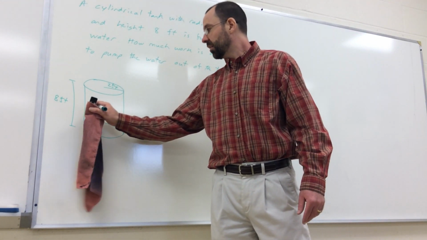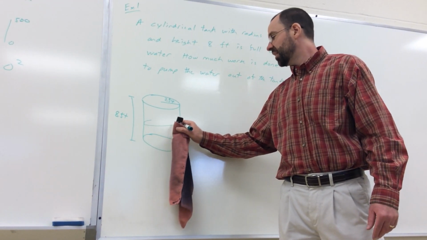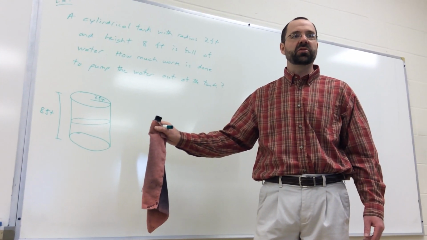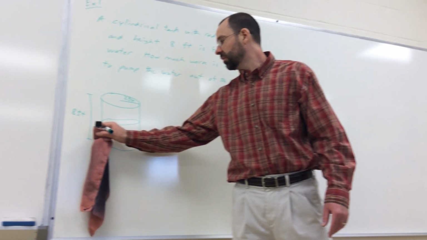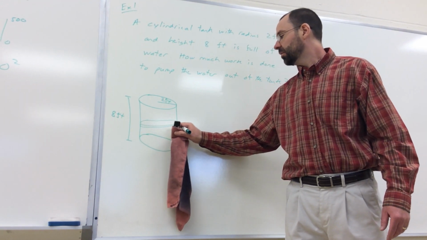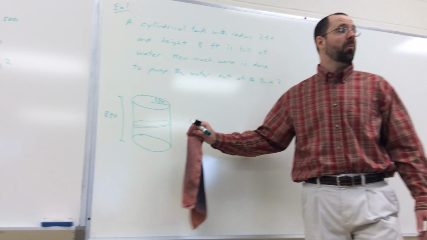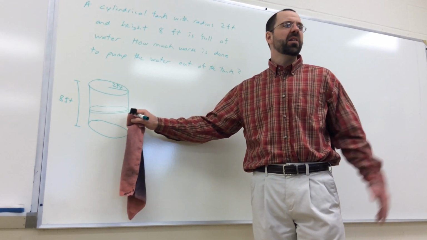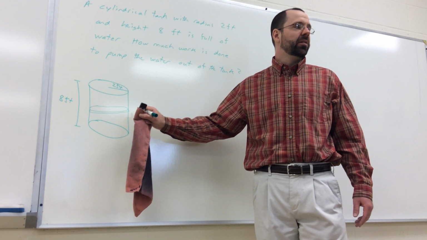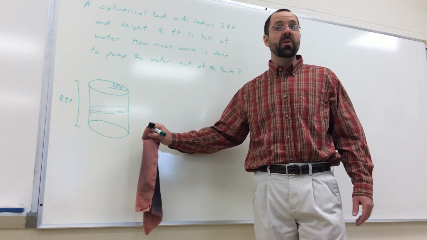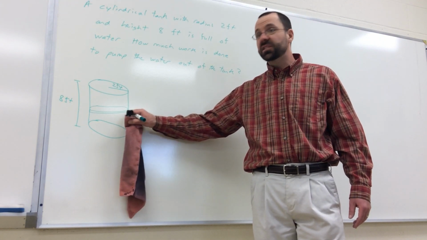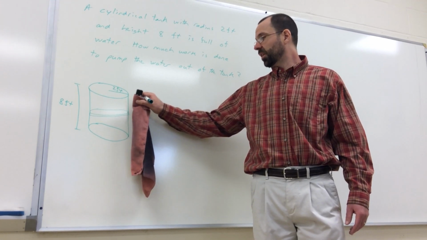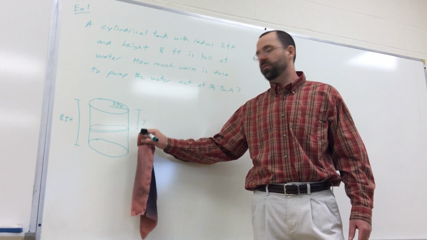Okay, so what we want to do is think about a representative bit of water. So I'm going to go down about halfway. There's no reason I should go half. So here's a bit of water that we're going to pump out. And we're going to figure out how much work we're going to do to pump that water out first, and then we're going to worry about the rest of the tank later. So for right now, we're just figuring out how much work we do to pump this little bit of water out. So that water, we're going to say, is down y feet.